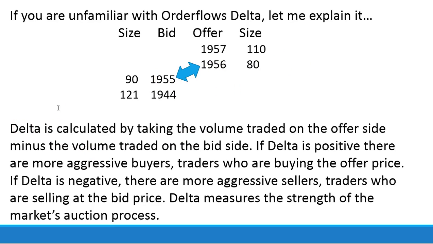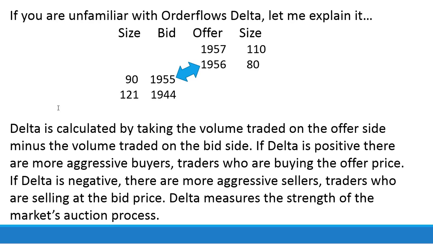So delta is calculated by taking the volume traded on the offer side minus the volume traded on the bid side. If delta is positive, there are more aggressive buyers. If you have a positive delta number, it means there's more aggressive buying going on, people who are actively buying the offer price. If delta is negative, there are more aggressive sellers, traders who are selling into the bid, at the bid price.